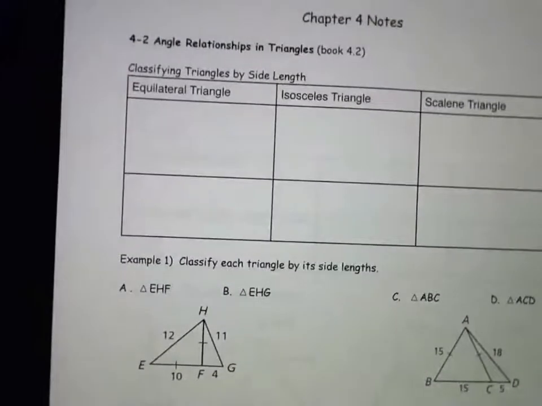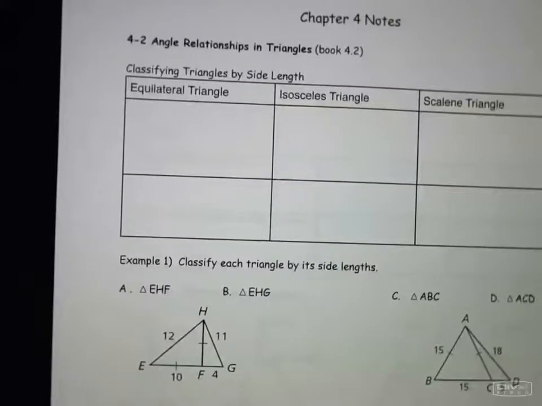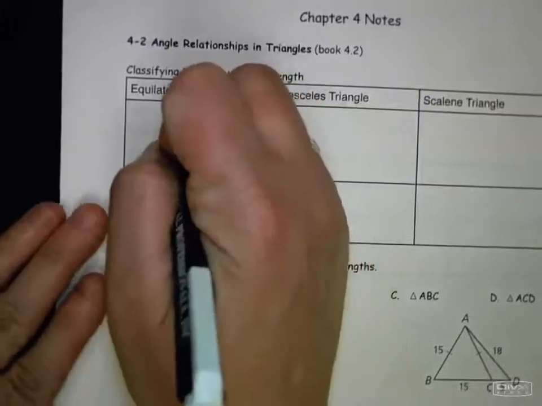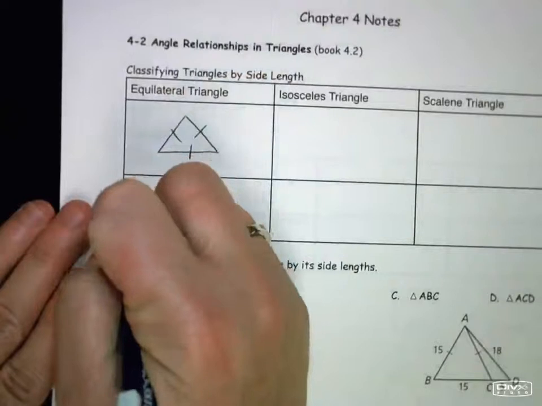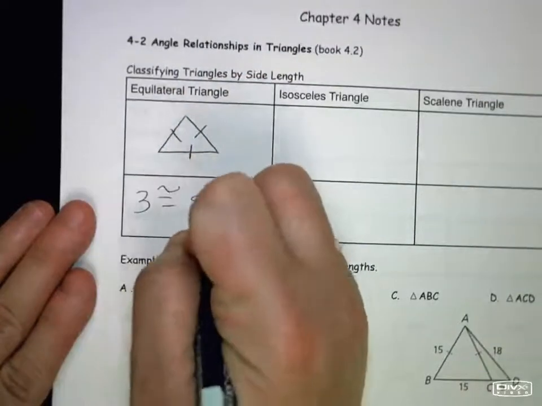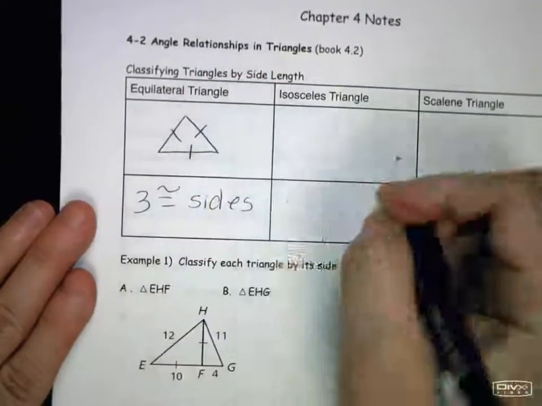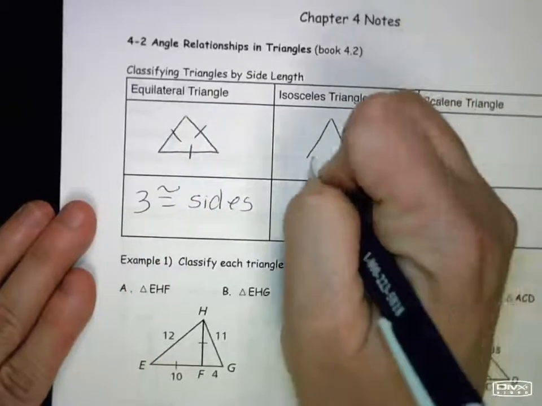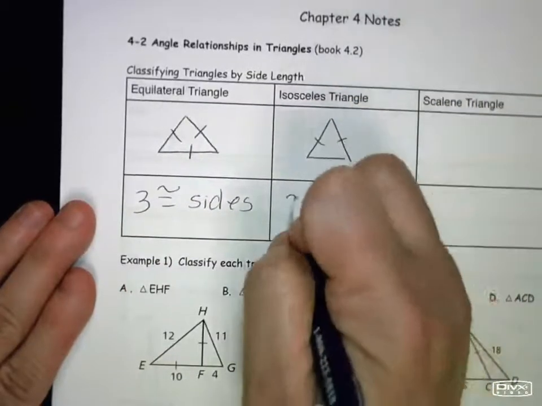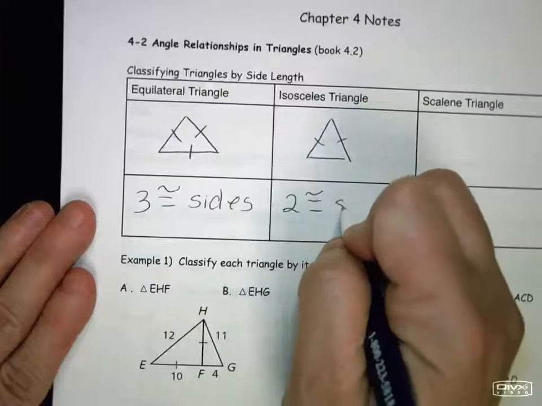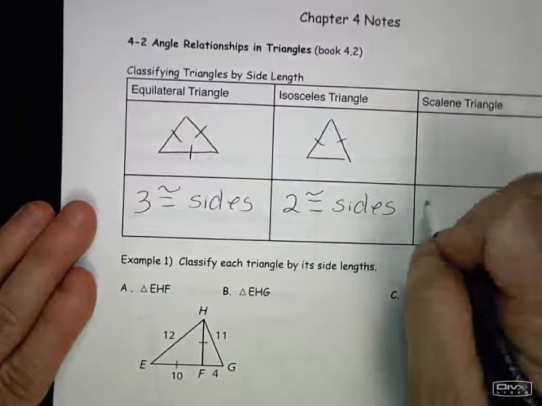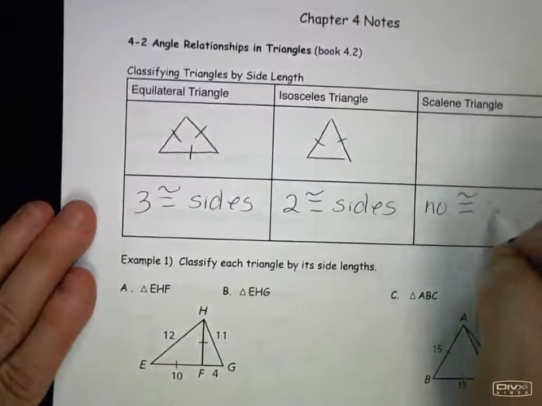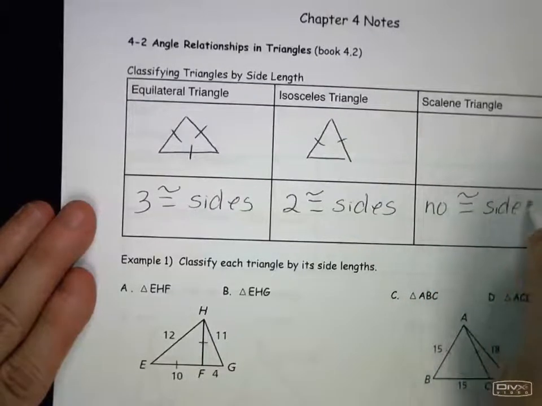Chapter 4, Section 2 is angle relationships and triangles. And we start out by classifying triangles by side length. An equilateral triangle has 3 congruent sides. An isosceles triangle has 2 congruent sides. And a scalene triangle has no congruent sides.